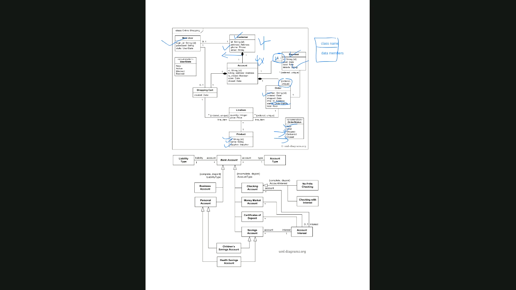This is not a class name, but like a class, they are called enumerations. In enumerations, you have only types. You don't have any member functions like that. So you see, these are all classes, and this is the information about the data members of the class. So is this clear?